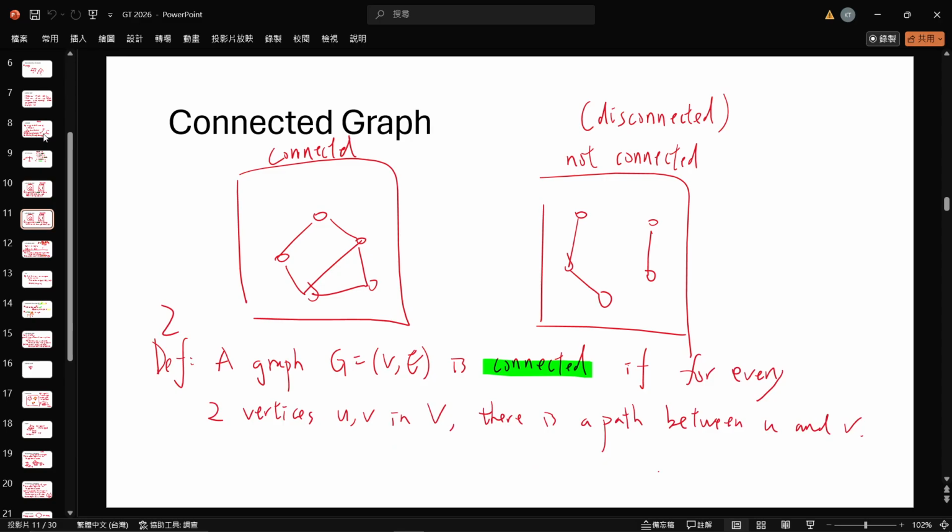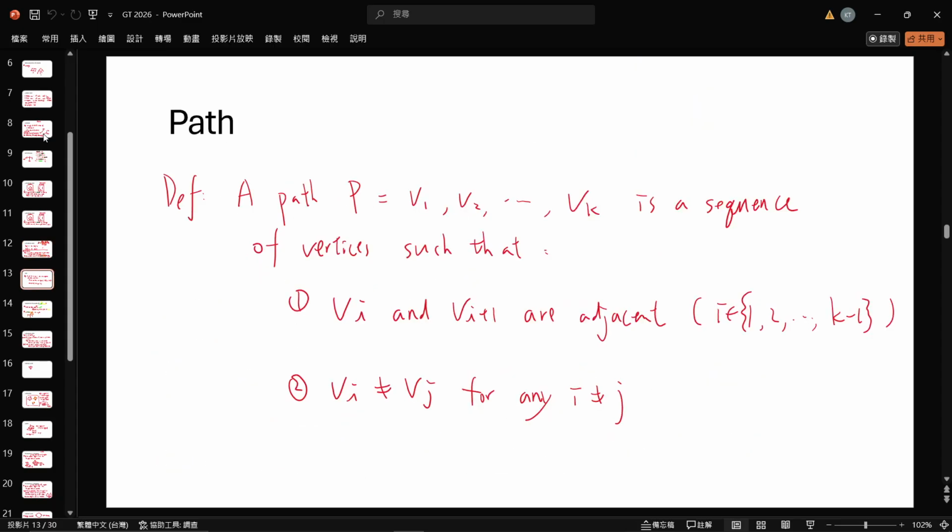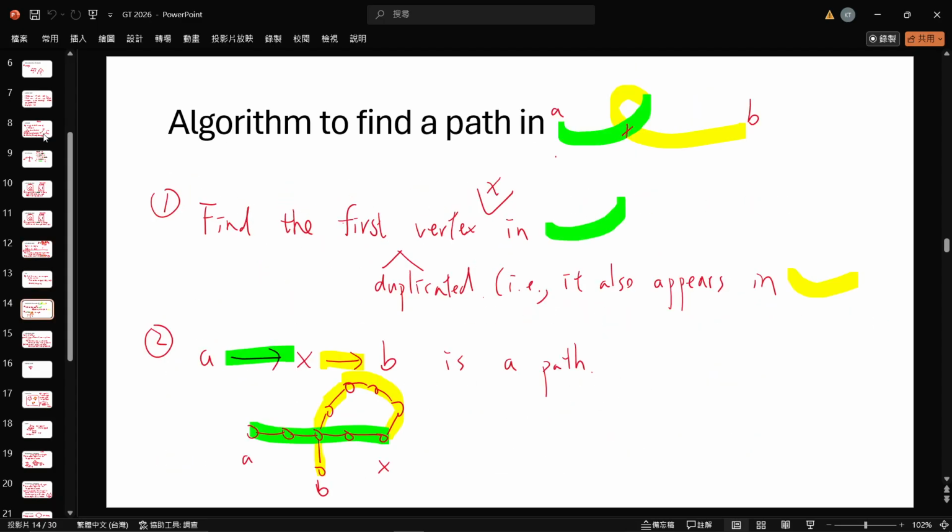And then we came up with the standard definition for connected graph. In this definition, you have to consider any two vertices in a graph, and you have to show that there's always a path, no matter which vertices you choose. So this is a connected graph. We spent some time discussing why these two definitions are equivalent.